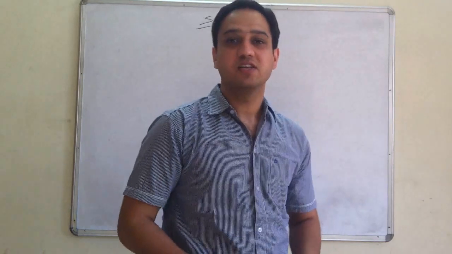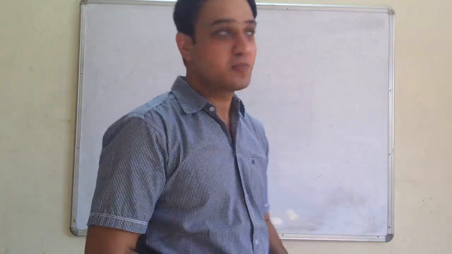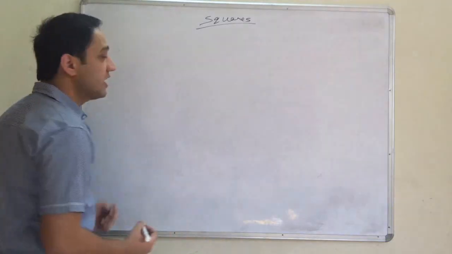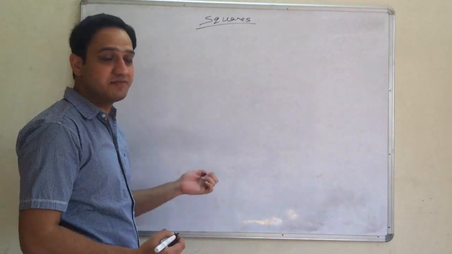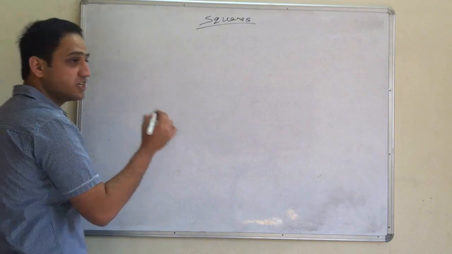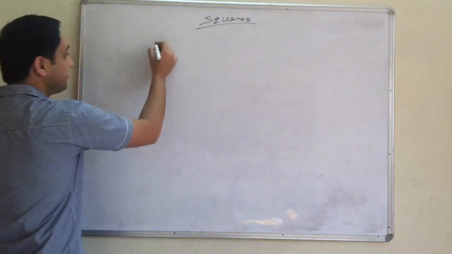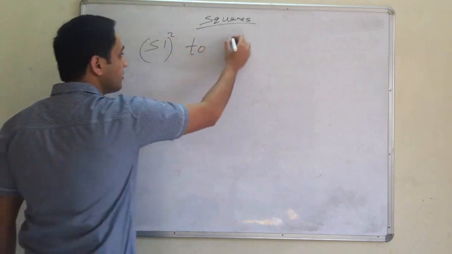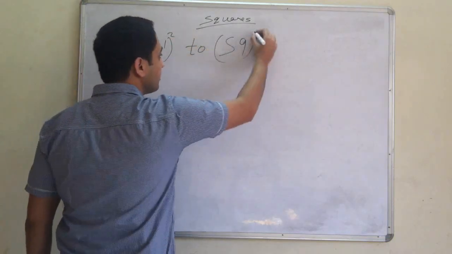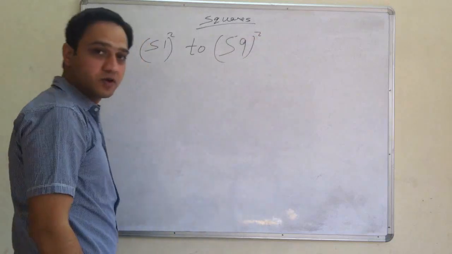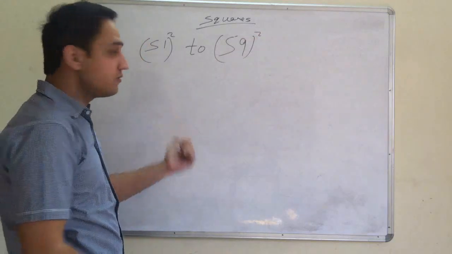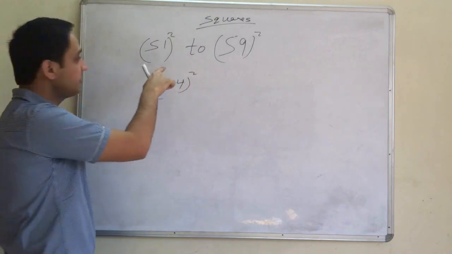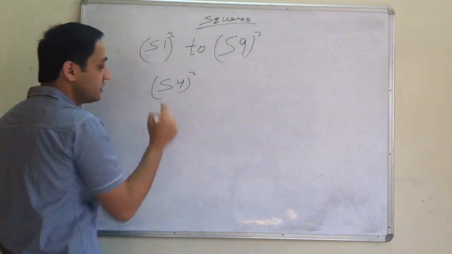Hi friends, today we'll learn some techniques of quicker maths, specifically relating to squares. If we have to do squares of 51 to 59, so this technique is particularly restricted to 51 to 59. If I have to do a square of 54, which comes from 51 to 59, so 54 square.